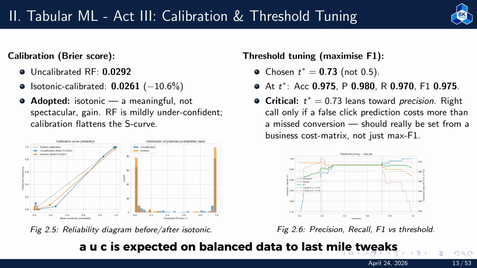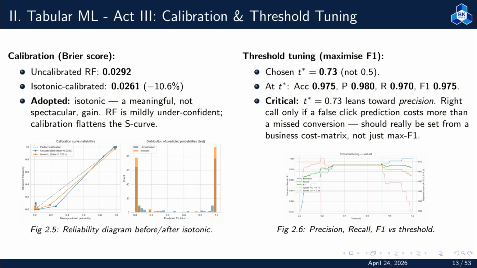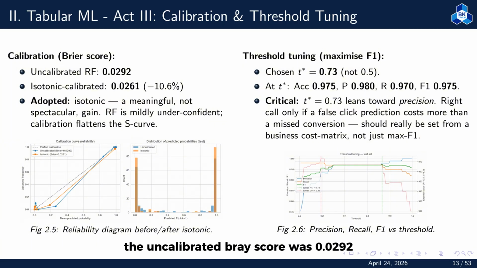Two last mile tweaks. First, calibration. The uncalibrated Brier score was 0.0292. After isotonic calibration, it dropped to 0.0261, a 10.6% improvement. Meaningful, not spectacular. The reliability curve shows the raw forest is mildly underconfident and isotonic flattens the S shape. We adopted the calibrated version.